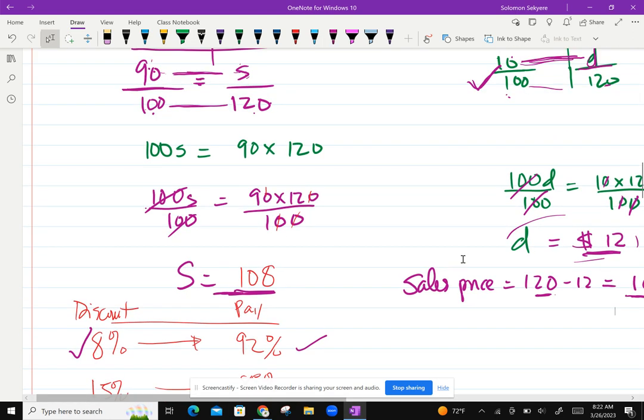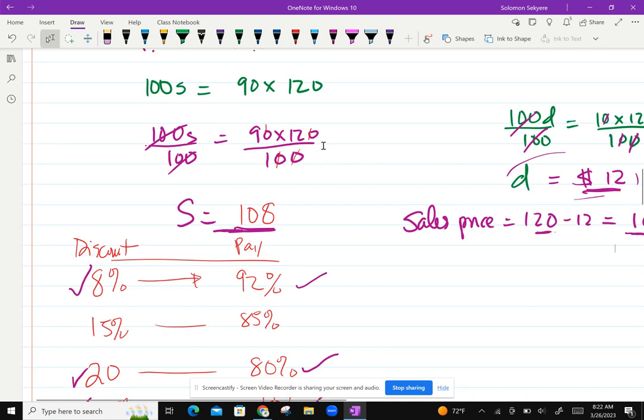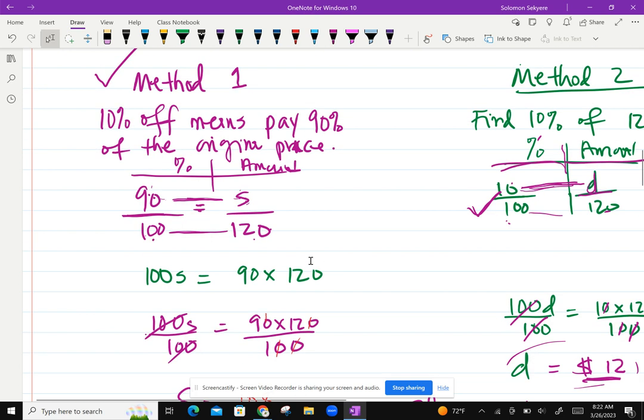So just go back and watch it again. Here, 10% off means 90%. I'm paying 90% of the price. So I find that, and straight away, that's my sales price. If I find 10% off first, then I need to come back and subtract from the original price. Got me? Okay, so I prefer, you stick with this one, method 1 right here.